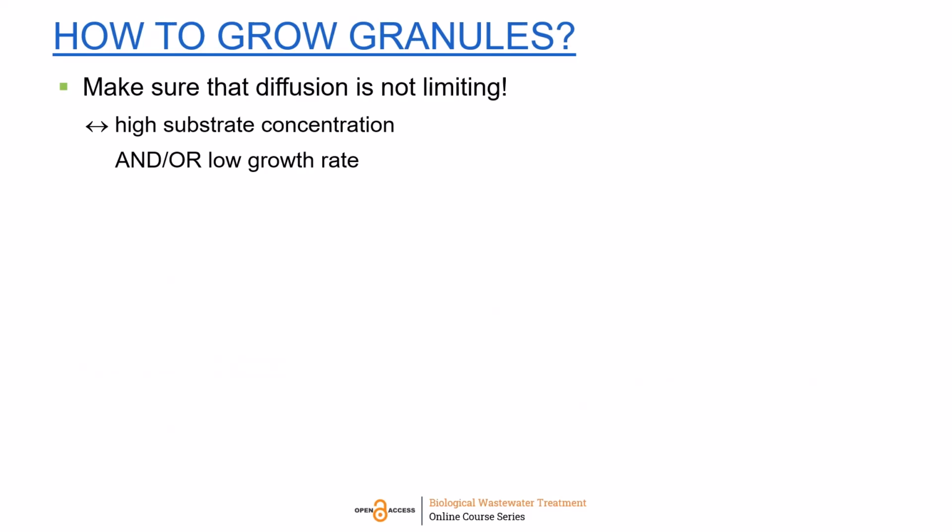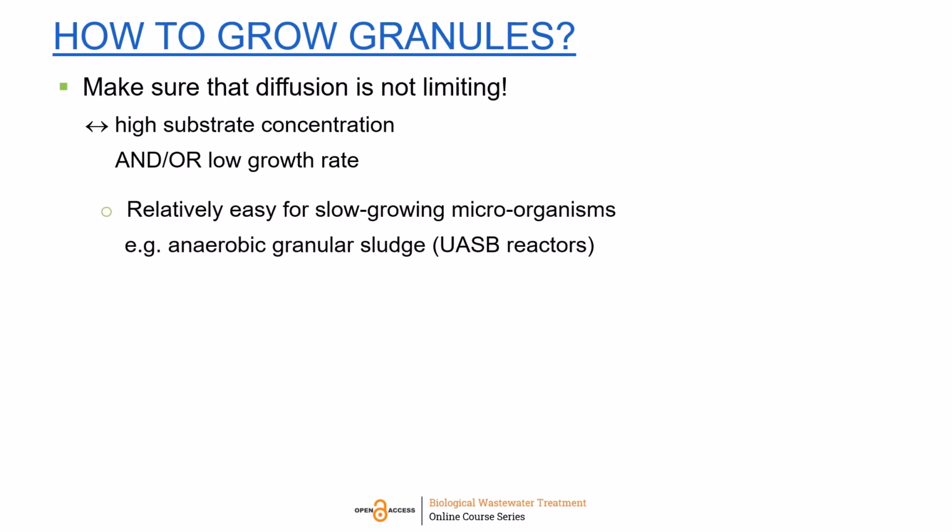Okay, so now we know that diffusion should not be limiting, which means that the substrate concentration should be relatively high or the growth rate should be relatively low. This is relatively easy for slow-growing microorganisms, as is the case for microorganisms involved in anaerobic digestion processes. In that case, one can even grow granules for high concentrations of soluble substrate, as is done for instance in a UASB reactor.